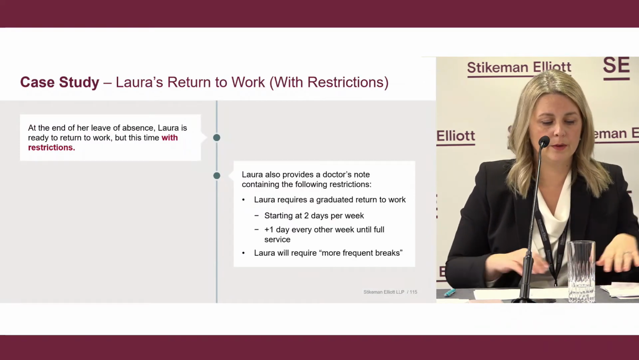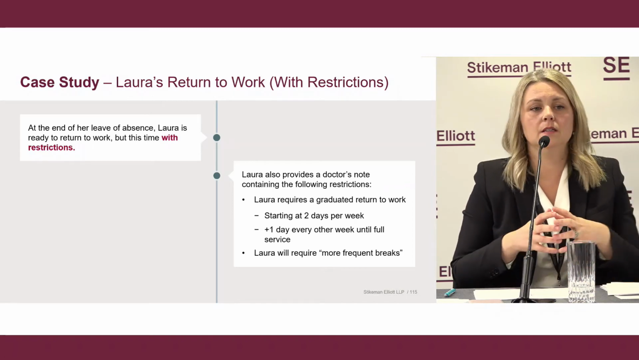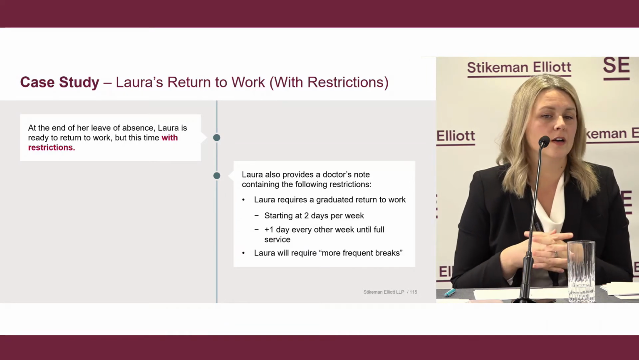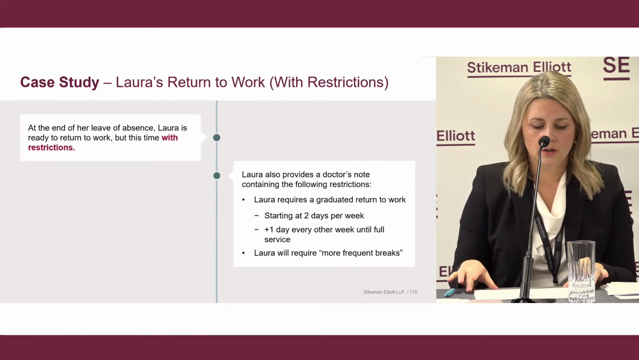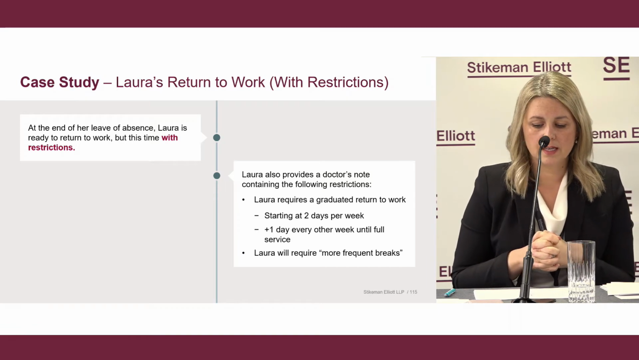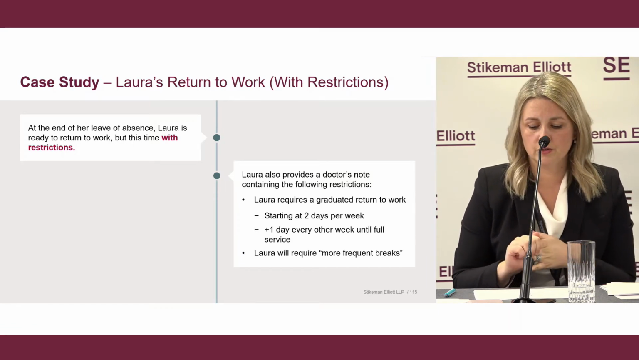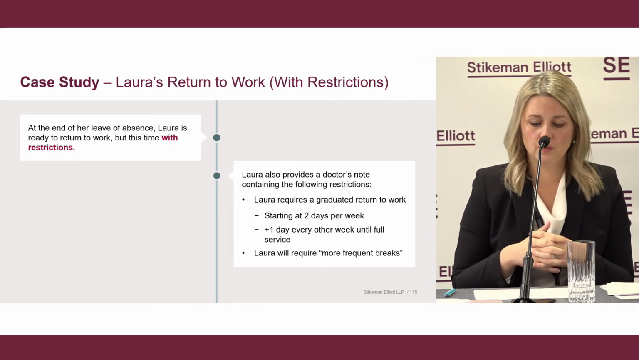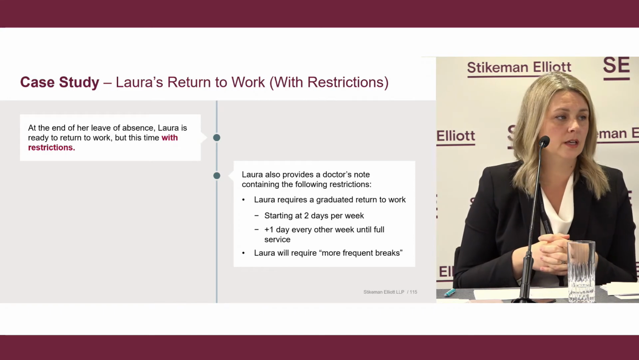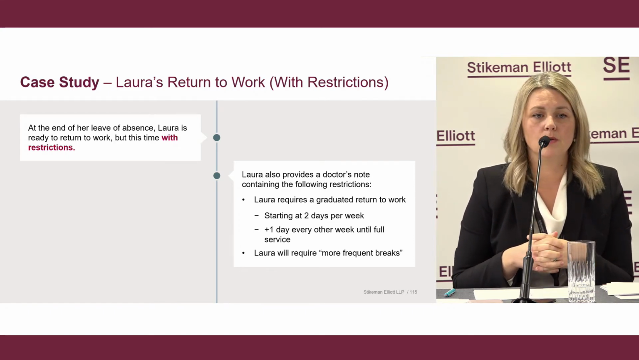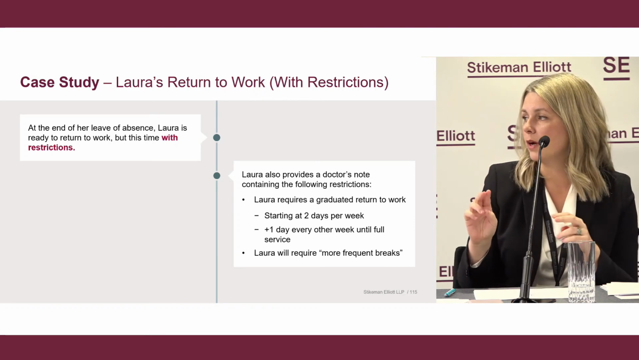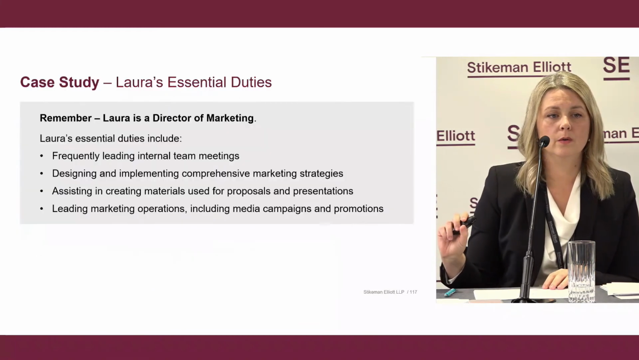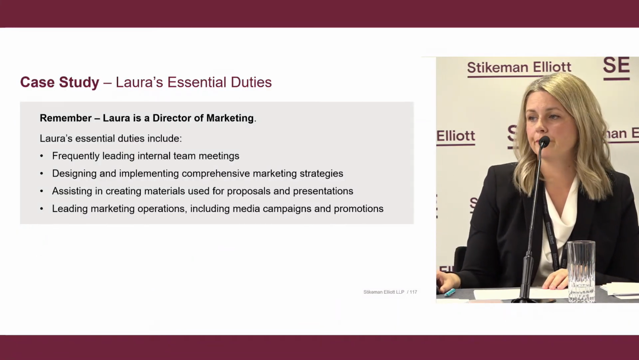So I would say the more likely scenario these days, Laura is ready to return to work, but with restrictions. So how do we manage that moving forward? Laura provides a doctor's note saying she's ready to come back on a graduated return to work. She is able to start at 2 days per work week, and she will add 1 day every other week until she's back to full time, and she will require, quote unquote, more frequent breaks. So what do we do with that?